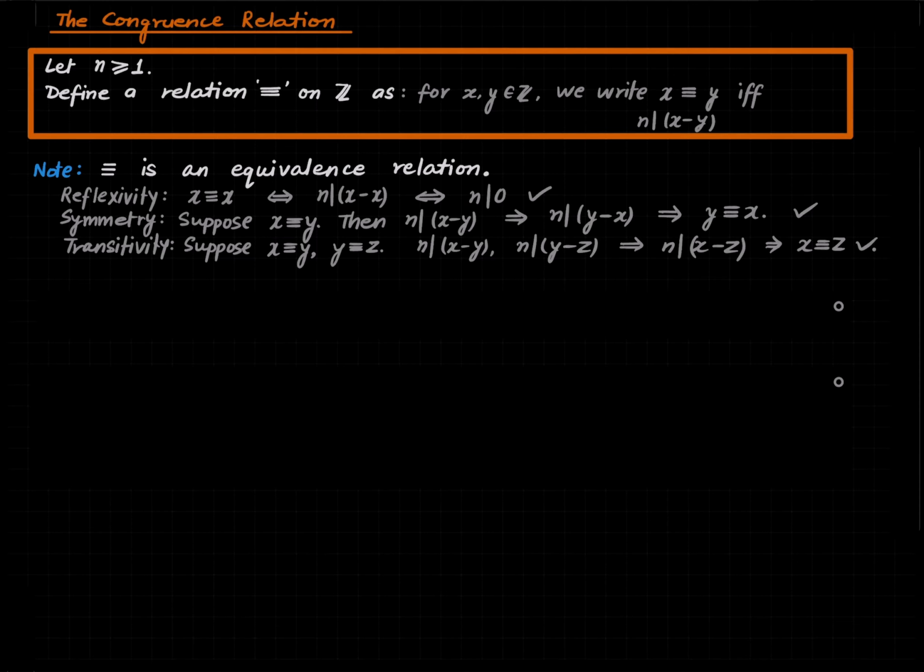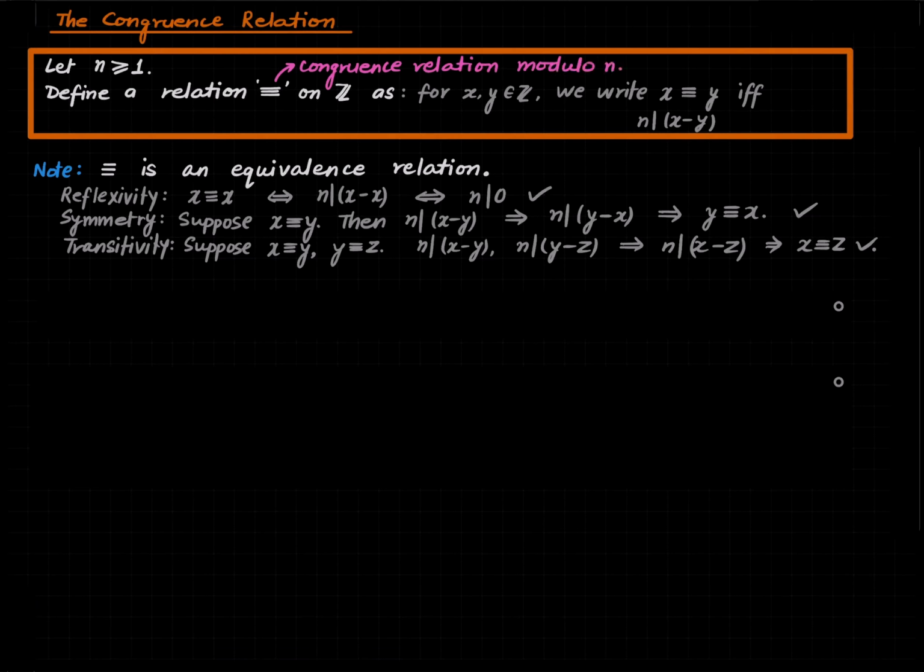So for each natural number n, there is an equivalence relation on Z, which we will refer to as the congruence relation. So this will be referred to as the congruence relation modulo n.